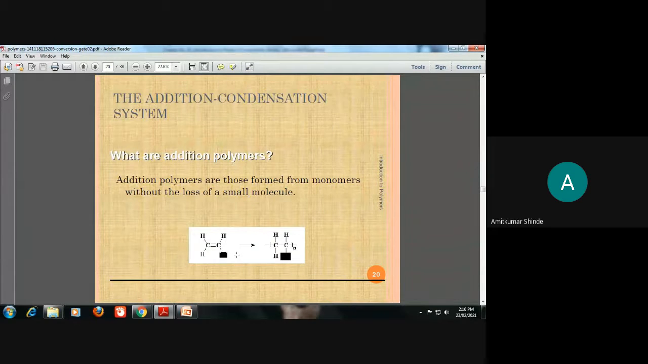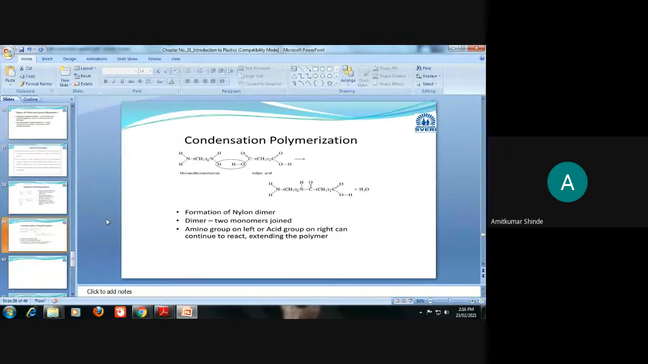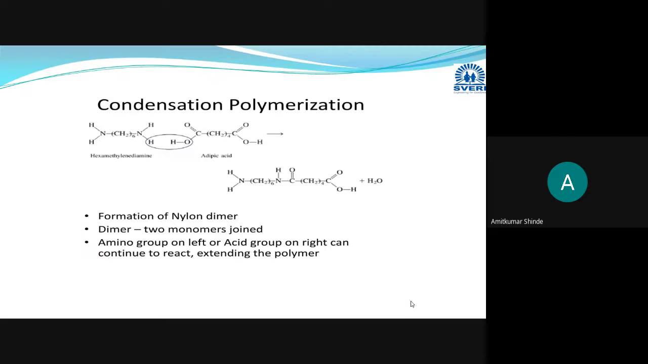Now after this we will move towards the condensation polymerization. I have explained the addition polymerization with polyethylene as an example. Now this is the condensation polymerization. Here is the formation of the nylon polymer. It occurs by condensation polymerization.